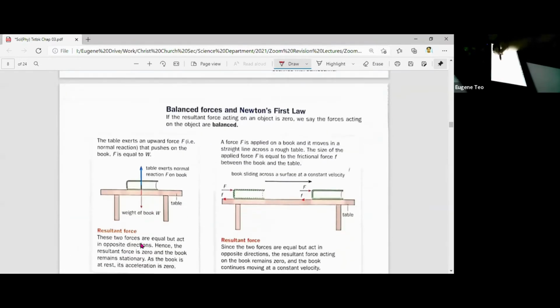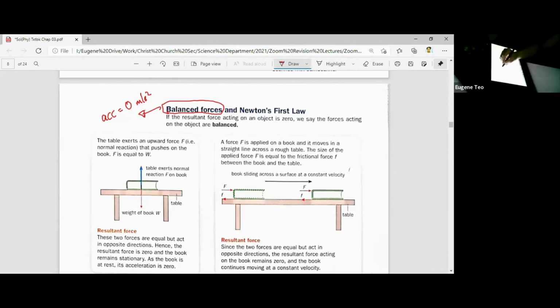Now, balanced forces and Newton's first law. So if the resultant force acting on an object is 0, we say that the forces acting on an object are balanced. So balanced force. What is the effect of a balanced force? It actually tells you that acceleration equals 0 meter per second square. So I need you to know this. Balanced force means that acceleration is 0 meter per second square.